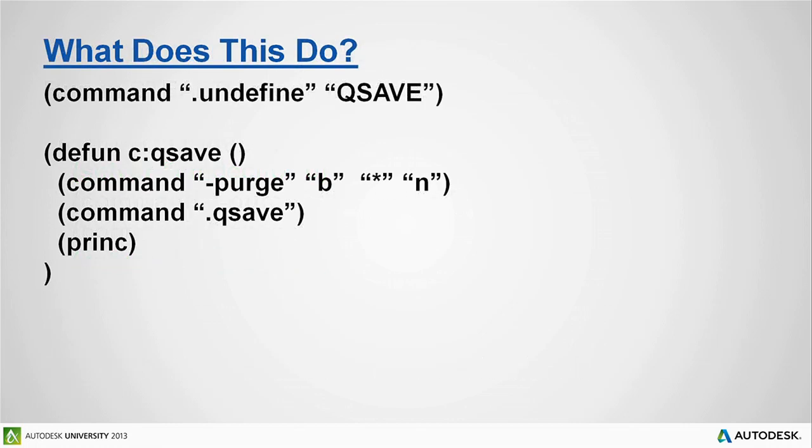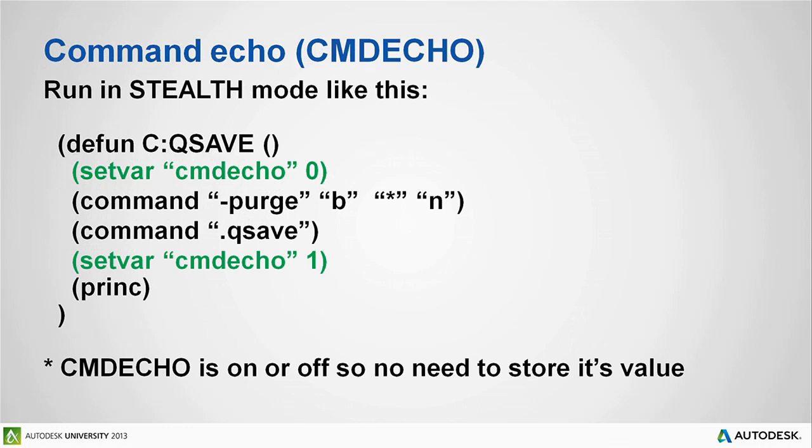If this guy uses the QSave like this and hits his F2 command history box, he's going to say, wait a minute, why am I getting all these purge messages? Wait a minute, what's going on? But if I put command echo in it like this, turning it off, executing my code, turning it back on, then the user will have no visual, no command line evidence that anything transpired.